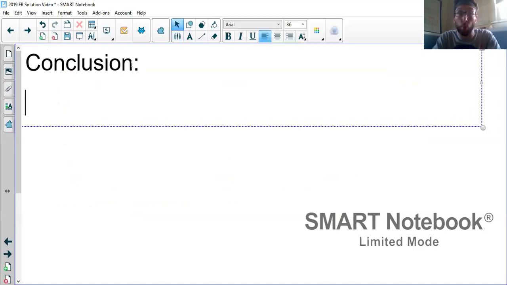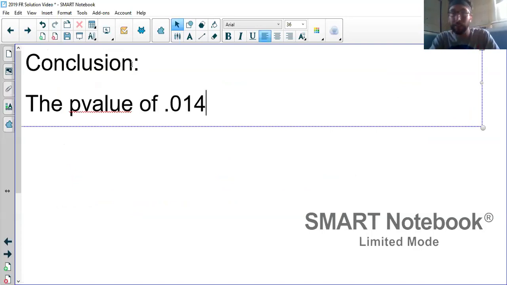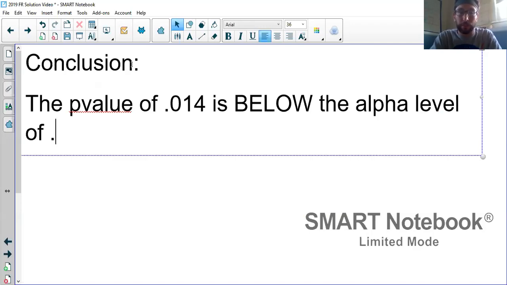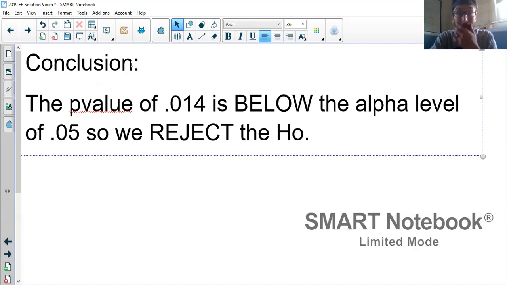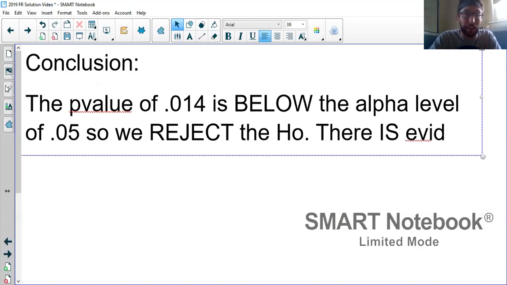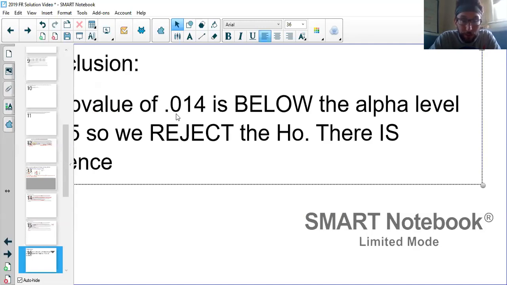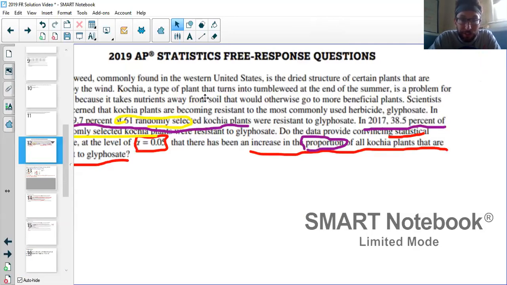P-value was 0.014, so the p-value of 0.014 is below the alpha level of 0.05, so we reject the null hypothesis, right? P is below alpha, reject the null, and if we reject the null, there is evidence. And now I'm actually going to jump back. I'm going to come back to here. I'm going to steal this.